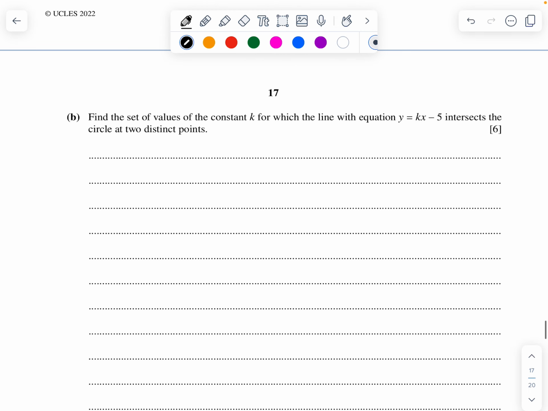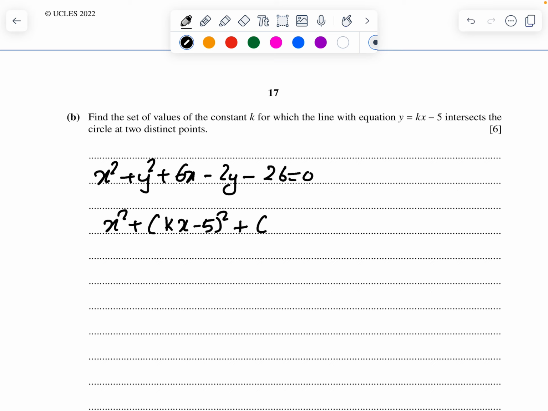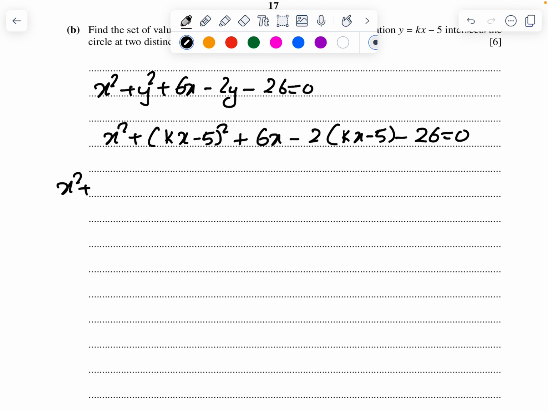Find the set of values of k for which this line will intersect the circle. So what am I going to do? x² + y² + 6x − 2y − 26 = 0. Substituting y = kx − 5: x² + (kx − 5)² + 6x − 2(kx − 5) − 26 = 0. So it becomes x² + k²x² − 10kx + 25 + 6x − 2kx + 10 − 26 = 0.